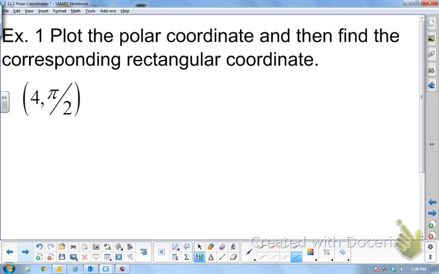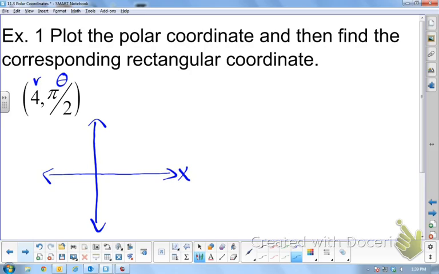So plot the polar coordinate and then find the corresponding rectangular coordinate. I think I failed this unit last year. Well, hopefully having seen it once, it will be better the second time around. Now, what's kind of funny about polar coordinates, not haha funny, but weird funny, is that even though this is r and theta, our coordinate plane is still x and y. I don't need to change that to an r and a theta in order to graph.